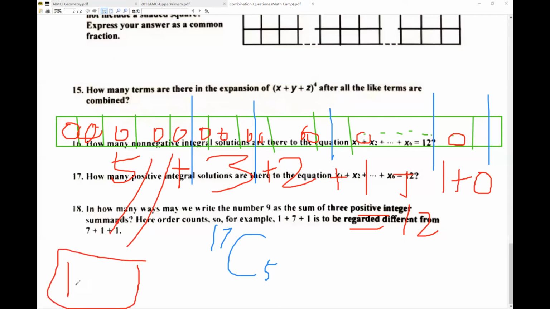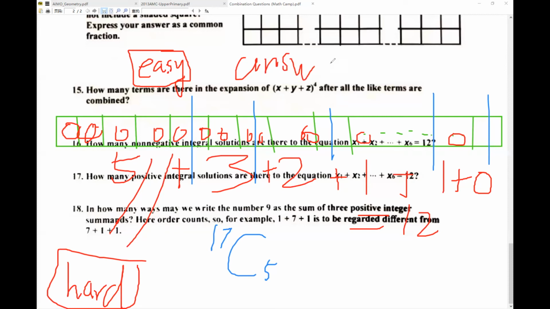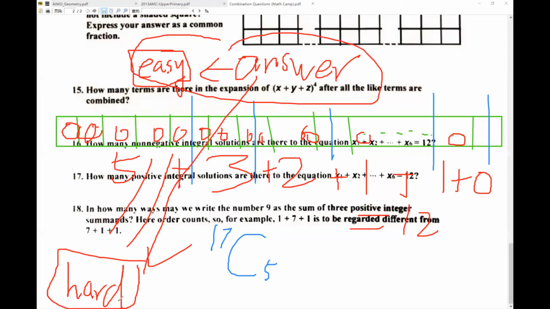So this is the hard one. We just find another question. This is easy. But the answer of the easy one and the hard one is the same. Then we can just solve the easy one and find the answer. As long as the easy one and the hard one are equal, the questions are the same. This is a way to solve the hard question.